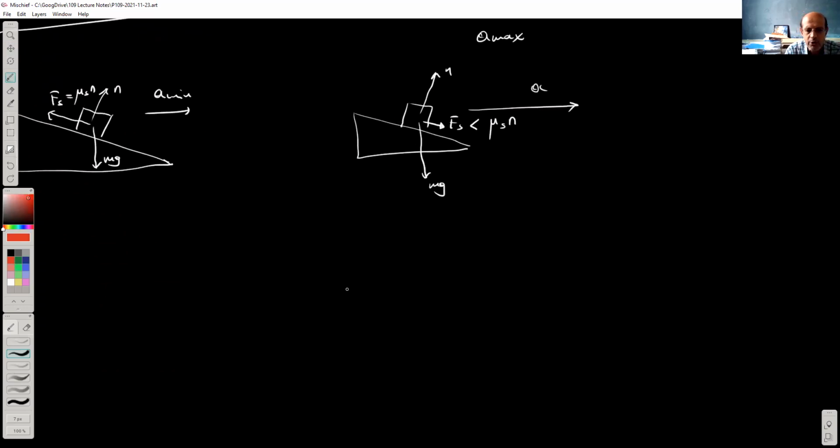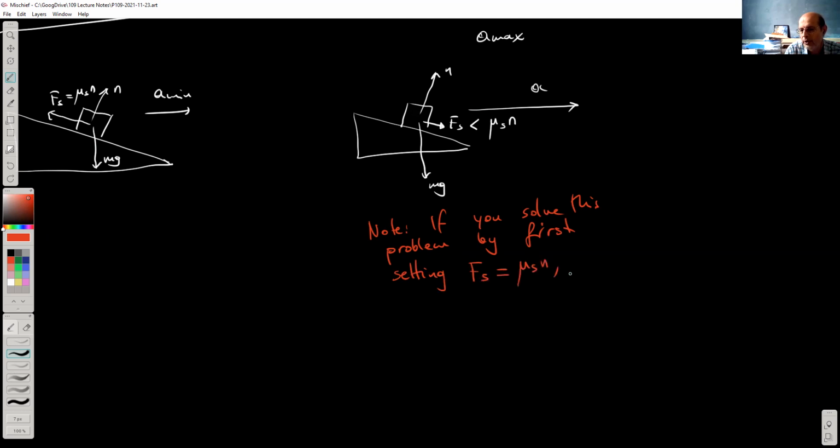So let me write this as a comment in here. Note, if you solve this problem by first setting the static friction force to its maximum value, then you will get a nonsensical result.